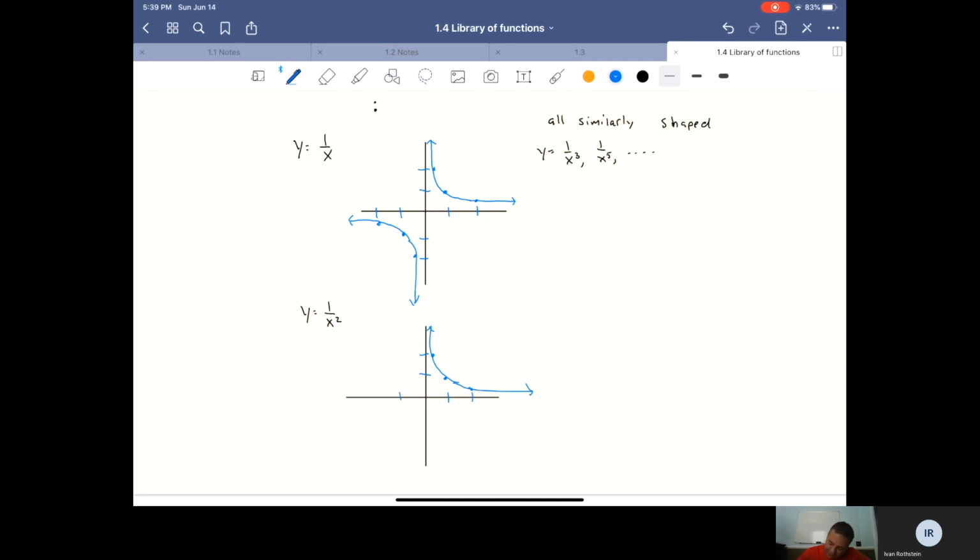But now on the left-hand side, you're still going to get positive outputs again because of the square. Okay, because of the square, your outputs are all going to be positive. So y equals 1 over x squared looks like so. And some similar graphs are y equals 1 over x to the fourth, 1 over x to the sixth, and so forth. All right.